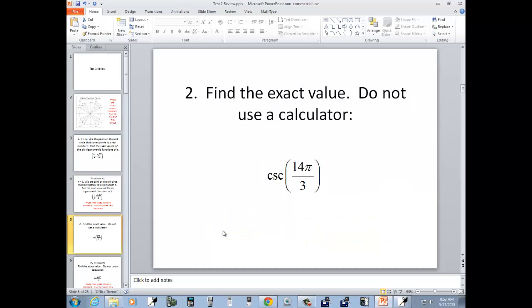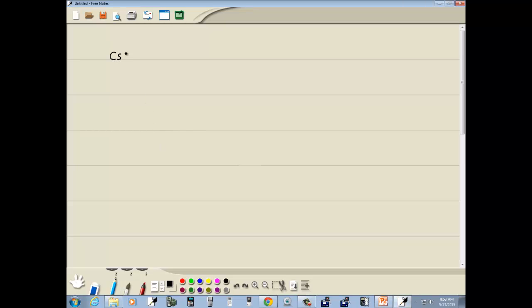Let's take a look at our next problem. We want to find the exact value. Do not use a calculator. And that's true unless I say to use a calculator and round it, then throughout the entire test we want exact values. You'll miss a lot of points if you plug everything in the calculator, I guarantee you that.